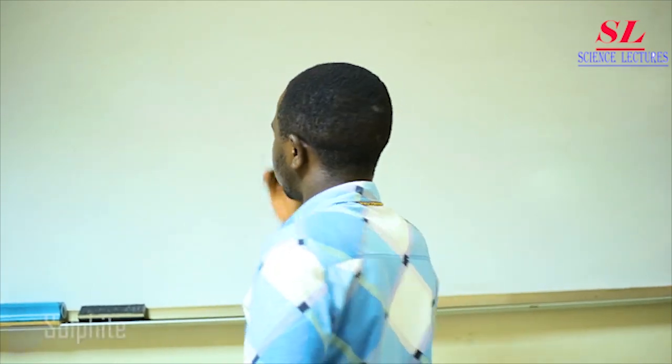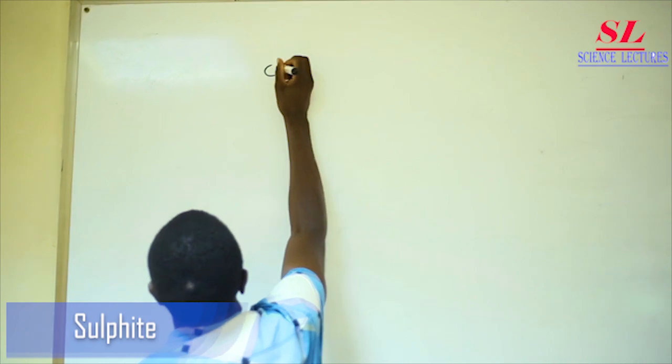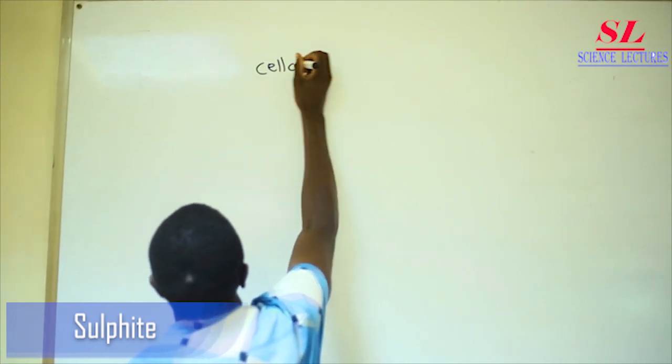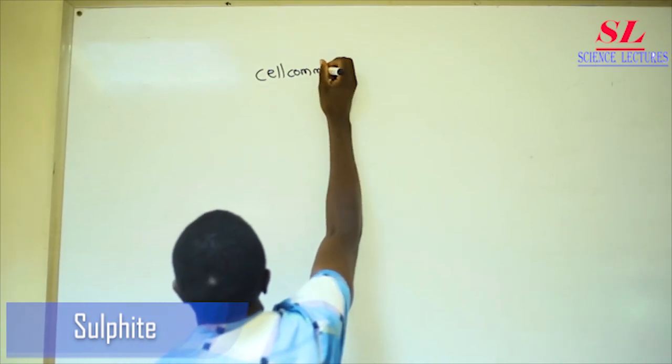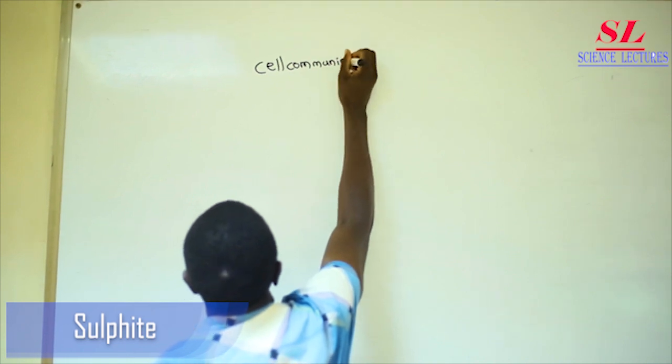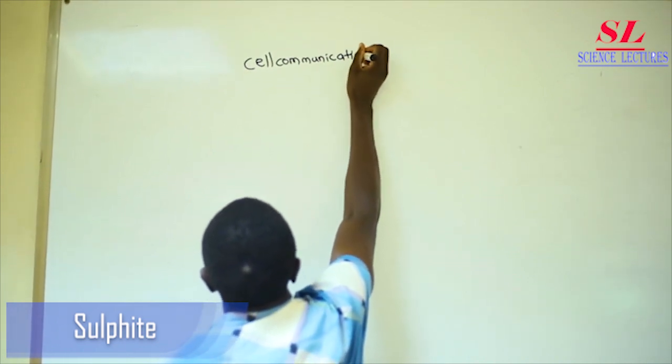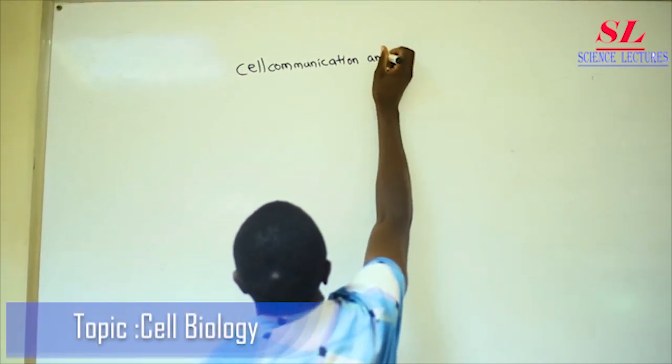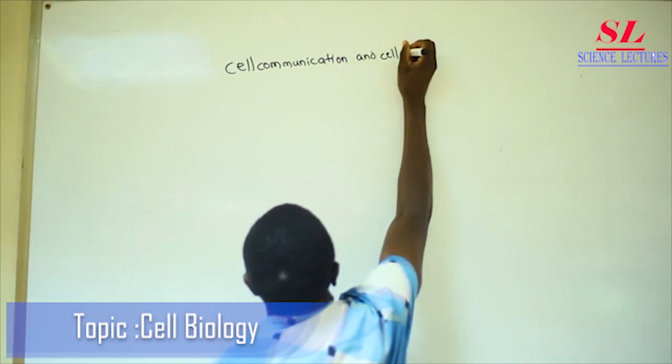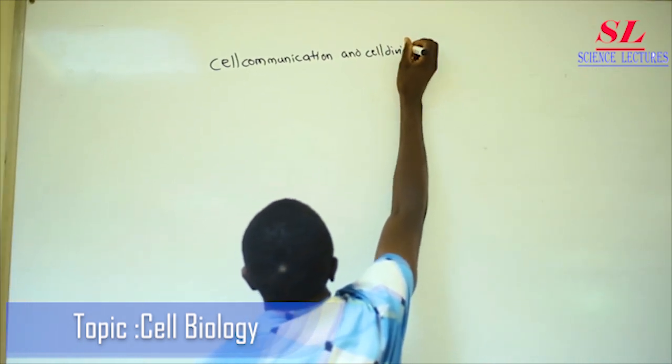Yes, after having looked at the various types of cells, the basic cell structure, cell transport, and the various components of a cell, we want to look at another advanced concept called cell communication. And later we shall look at cell division.